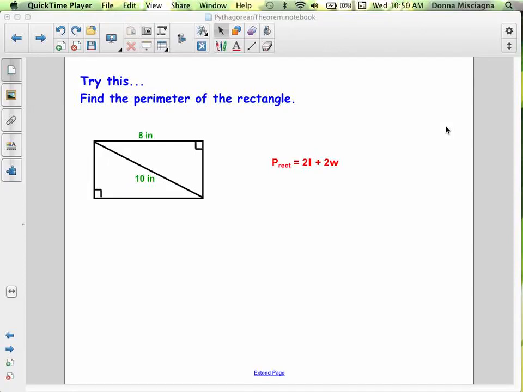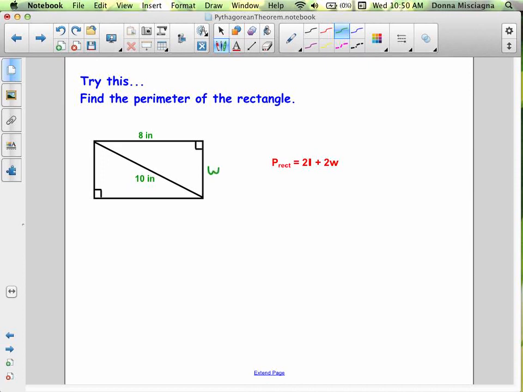Welcome back. All right, so now let's find the perimeter of the rectangle. To do that, notice we're missing a side. I'm just going to call this side W. In a rectangle, the opposite sides are congruent, so this side here would be 8 inches as well. But we don't know those two widths.